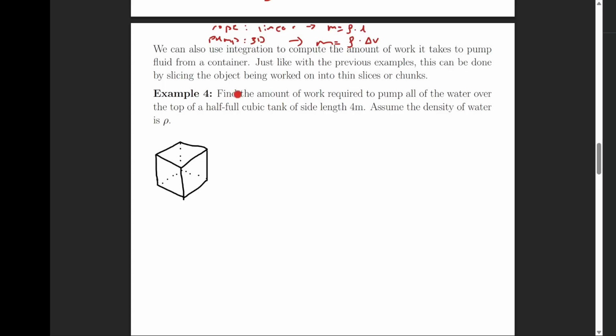We can read the question. Find the amount of work required to pump all the water over the top of a half-full cubic tank. That's important. Side length 4 meters, so let's just say each of the sides are 4 meters, and it's going to be half full. So this is our tank. It's kind of half-ish. So all of this water, okay? And for all these questions, we're looking at one slice to be able to do it, right?